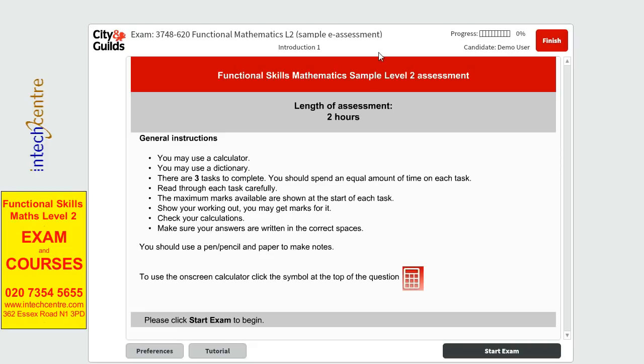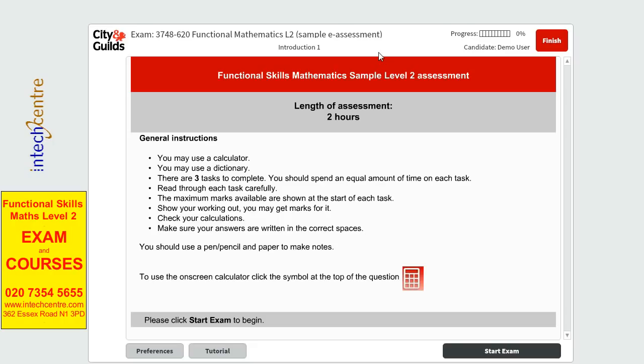So once you complete a question, your progress will be updated. General instructions: you may use a calculator, you can use a dictionary if you need it. There are 3 tasks to complete, and try to give each one of them an equal amount of time. Make sure you read your tasks carefully. The maximum marks available are shown at the start of each task, that is 25 marks per task. There are 3 main scenarios, and each one of them is allocated 25 marks. Therefore, together it will be 75 marks.